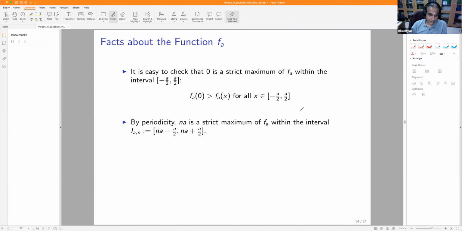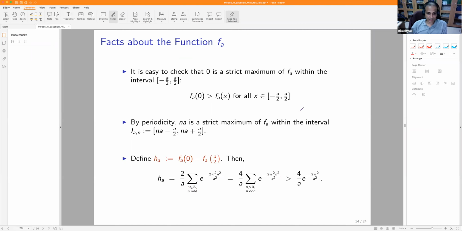Shifted by n. The height difference between the maximum and the minimum, or really it is just the height difference between the value of the function at the endpoints of this interval from minus a over 2 to a over 2. So there are two endpoints of this interval and the midpoint of this interval at 0.